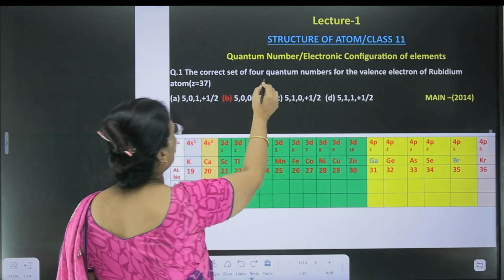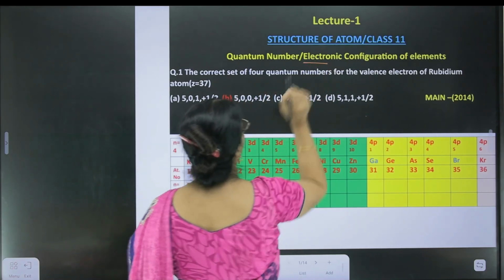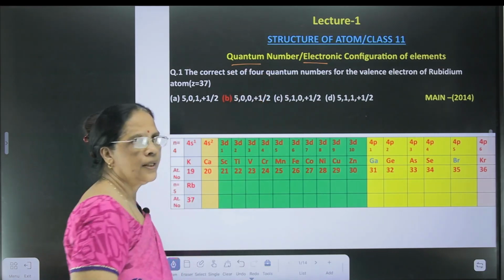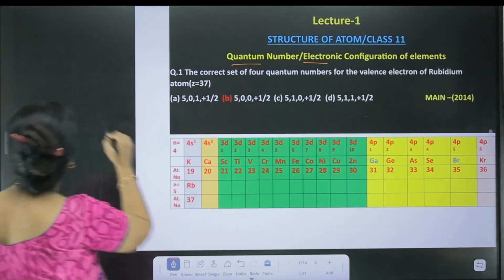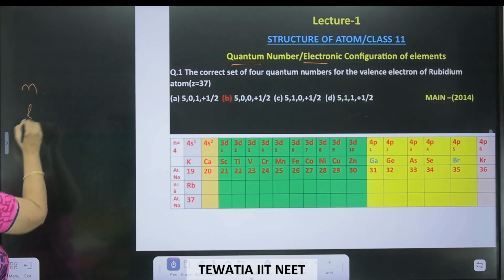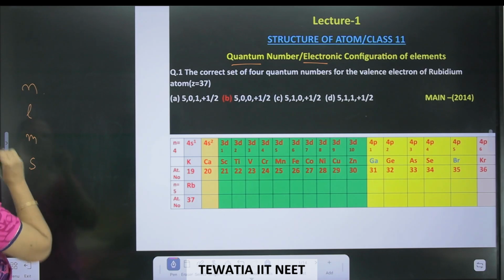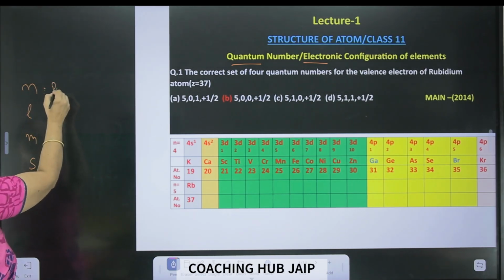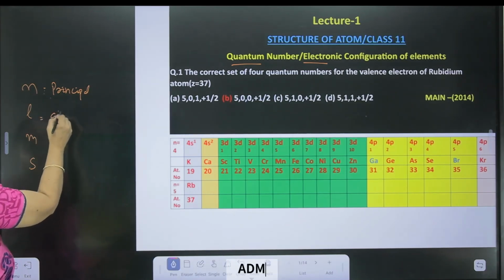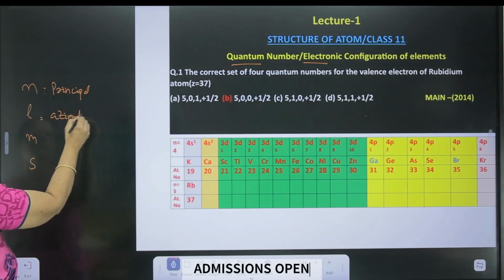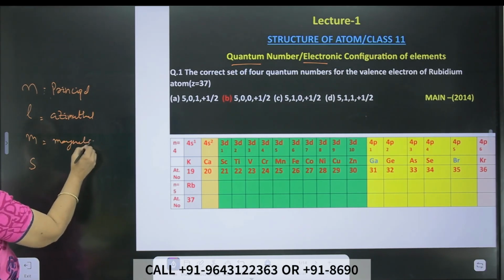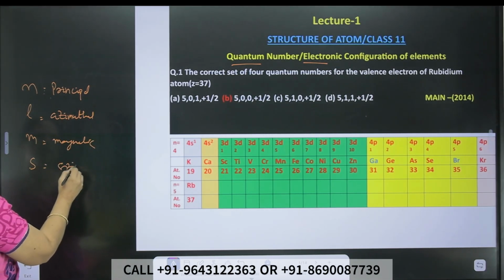In order to know the electronic configuration of the elements, quantum numbers are very much essential. Now, what is quantum number? There are 4 quantum numbers: n, l, m and s. n is the principal quantum number, l is the azimuthal quantum number, m is the magnetic quantum number and s is the spin quantum number.